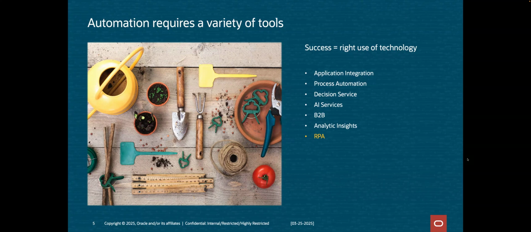So success of a use case or automation completely relies on the right use of technology. So leverage these technologies wisely, depending on the use case that you're trying to automate. And that's where the success relies. So that is about how we are transitioning from an integration platform into a business automation platform, and RPA is central to that transition.